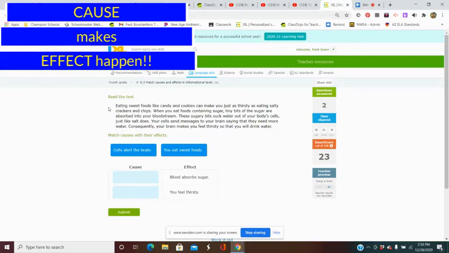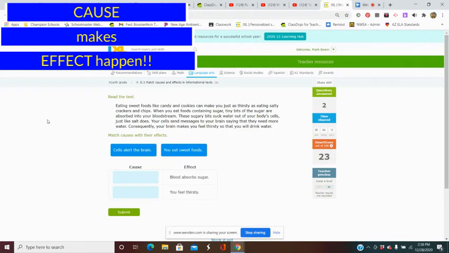Eating sweet foods like candy and cookies can make you just as thirsty as eating salty crackers and chips. When you eat foods containing sugar, tiny bits of sugar are absorbed into your bloodstream. These sugary bits suck water out of your body's cells just like salt does, and your cells send a message to your brain saying they need more water. Consequently, your brain makes you feel thirsty, so you drink more water. Isn't that amazing? Wow, our body is absolutely incredible.